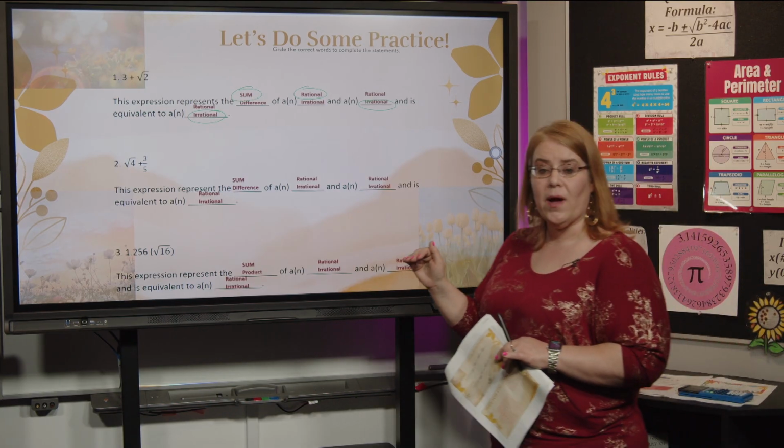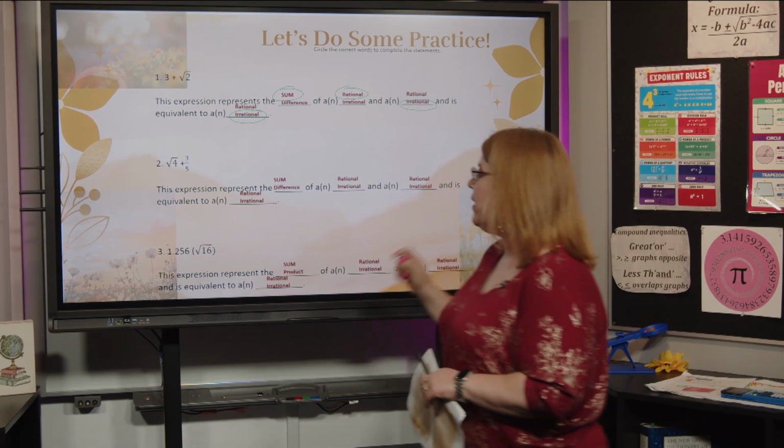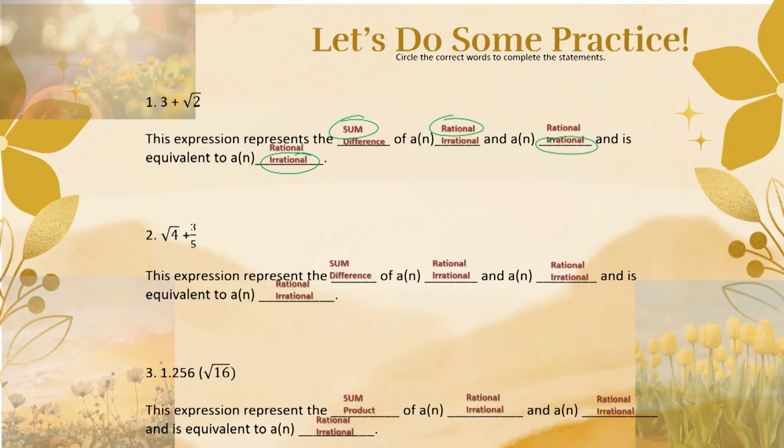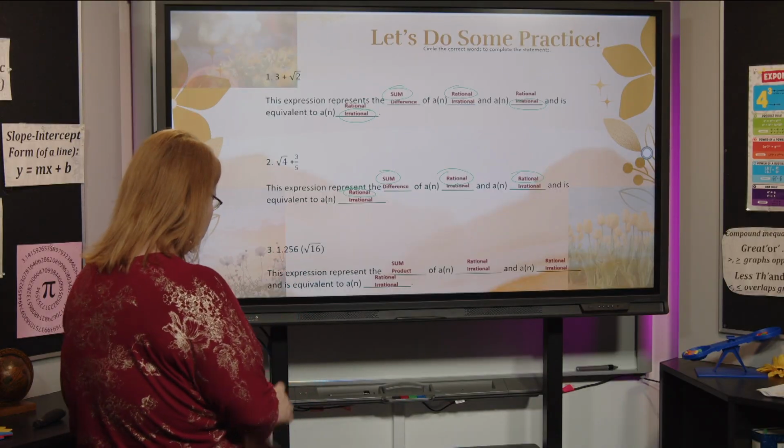Now let's look at this second problem. I'm going to read it. You read it on your paper. So here we go. The square root of 4 plus 3/5. This expression represents a what? Sum or difference? You're right. It's a sum of a or an. Now, is the square root of 4 rational or irrational? It is rational. And 3/5, is that rational or irrational? That is rational. So when I take a rational and add it to another rational, I always get rational. Good job.